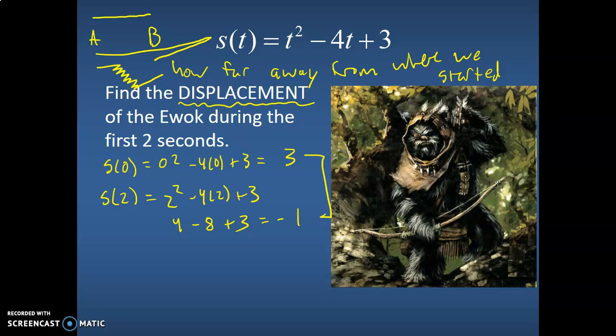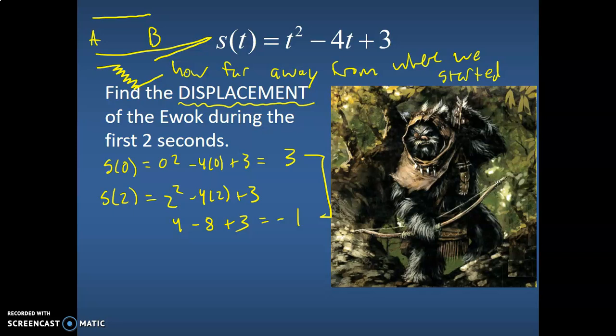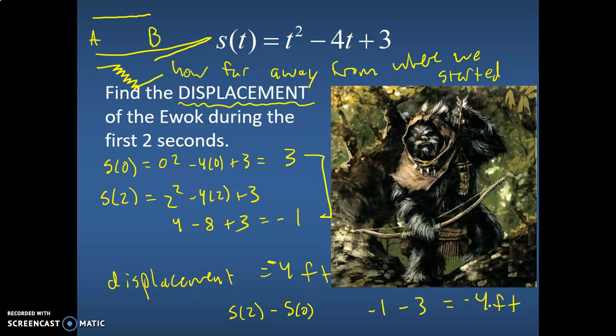Now on this particular problem, we started at positive 3, and then we moved back to negative 1. So my displacement would be 4 feet. I've moved 4 feet from where I started. And we would say that the displacement in this case is negative 4 feet, because we would do S of 2 minus S of 0. So in this case, we would say negative 1 minus 3, which would be negative 4 feet.